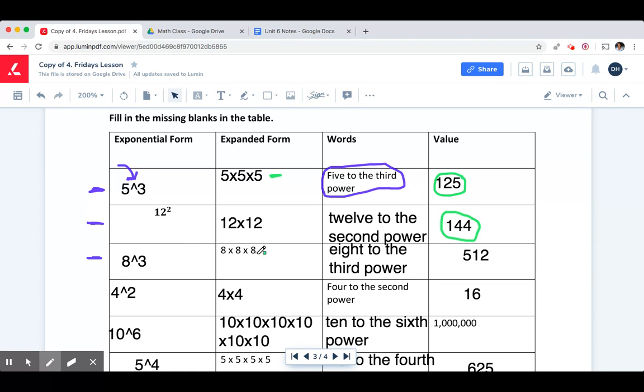For number 3, we were given the expanded form 8 times 8 times 8. The base is 8 because it's being multiplied by itself. Our exponent is 3 because 8 is being multiplied 3 times. So we would write that as 8 to the power of 3. In words, we could say 8 to the third power. 8 times 8 is 64. 64 times 8 is 512.